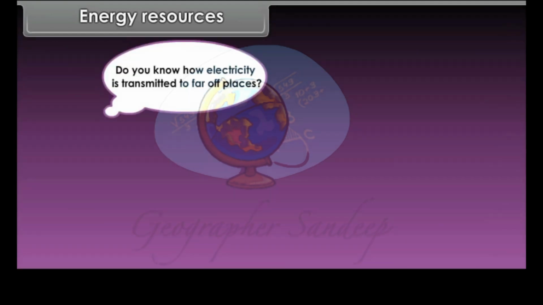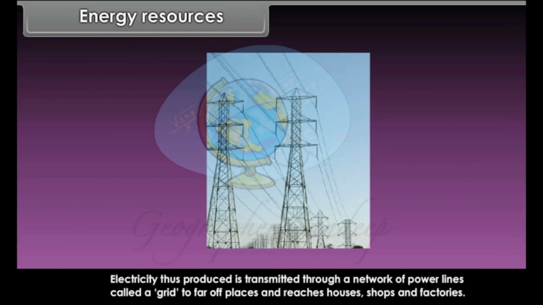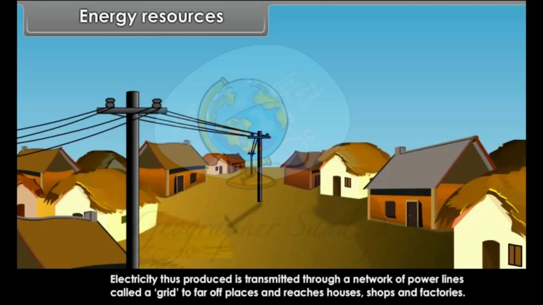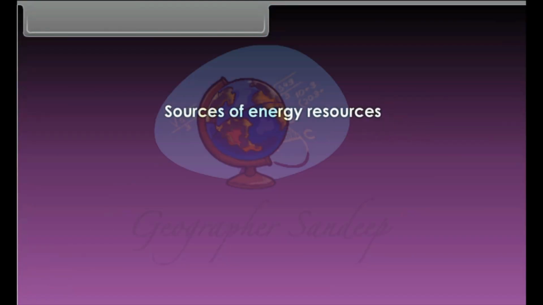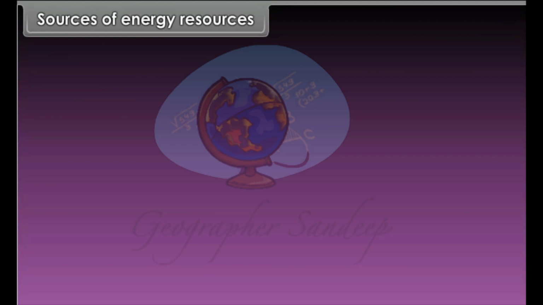Do you know how electricity is transmitted to far off places? Electricity thus produced is transmitted through a network of power lines called a grid to far off places and reaches houses, shops, and factories. Sources of energy resources.